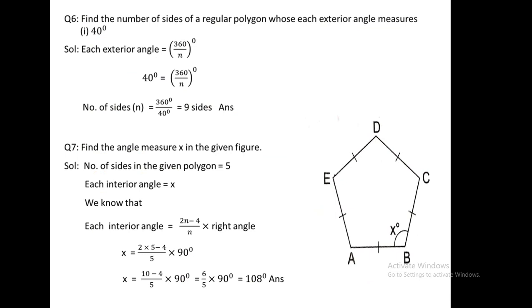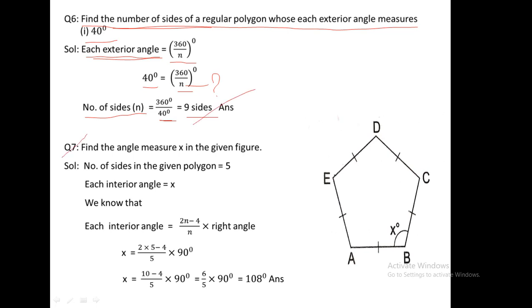Now come to the next one, that is question number 6. Question number 6 says: find the number of sides of a regular polygon whose each exterior angle measures 40 degrees. So we have to find the number of sides. The formula is each exterior angle equals 360 upon n. The exterior angle value is already there, 40 degrees equals 360 upon n. We have to find the value of n. So the number of sides n equals 360 divided by 40 degrees, and when we solve this it will come 9 sides. The required answer is 9 sides.